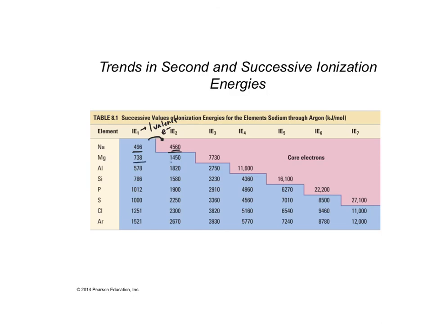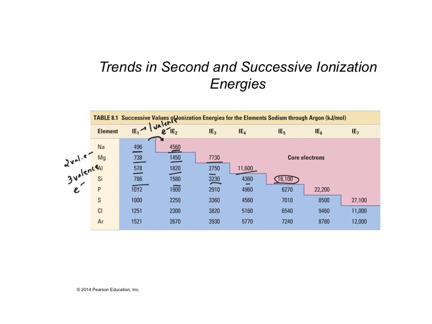Same thing for magnesium. The first two being easy and the third being hard tells you that there are two valence electrons. And then for aluminum, we see easy, easy, easy, then a big gigantic jump. That tells you that there are 3 valence electrons, right? And this goes on.